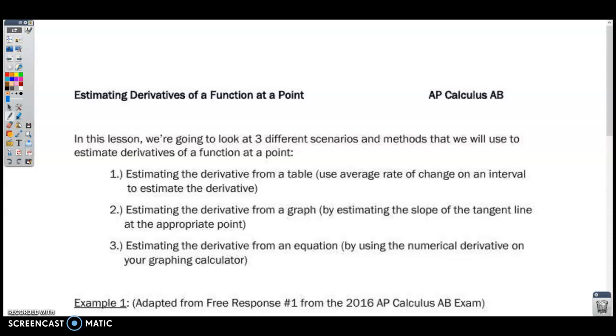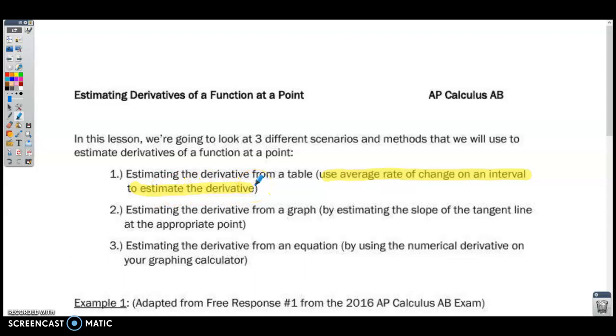Hello everybody, welcome back. In this video we're going to be talking about situations relating to Unit 2, Section 3 of AP Calculus, estimating derivatives of a function at a point. And what we're actually going to do in this particular section is look at three different scenarios and methods that we're going to use to estimate derivatives of a function at a point. When we're estimating the derivative from a table, our best approach is to use the average rate of change on an interval to estimate the derivative.